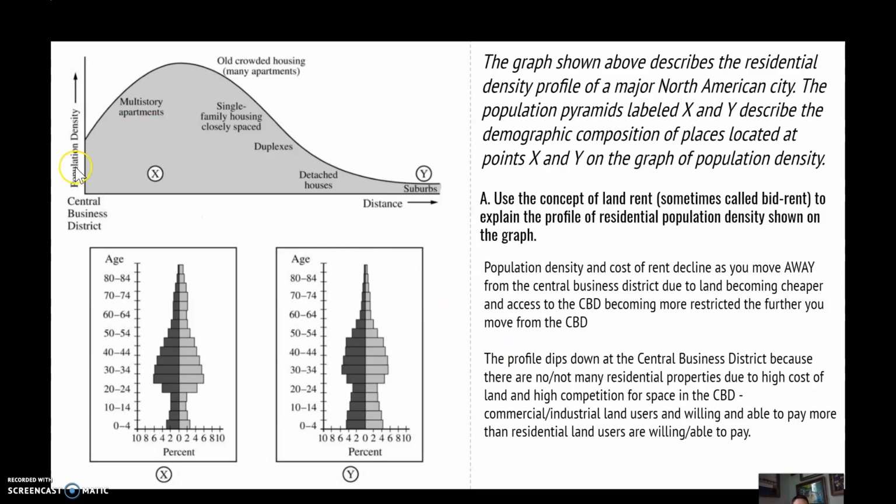The profile dips right here. It's low right here, right above the CBD, because there are no or not as many residential properties due to high cost of land and high competition for space. So everybody, people who want to live, people who want to work, manufacturers, companies, whatever, they all want this space, so it's really expensive because it's in high demand. And a regular person's not going to be able to afford that just to live there. So this land is pretty much bought up by commercial and industrial land users who are willing and able to pay more for that land than you or I would be able to just to live there.